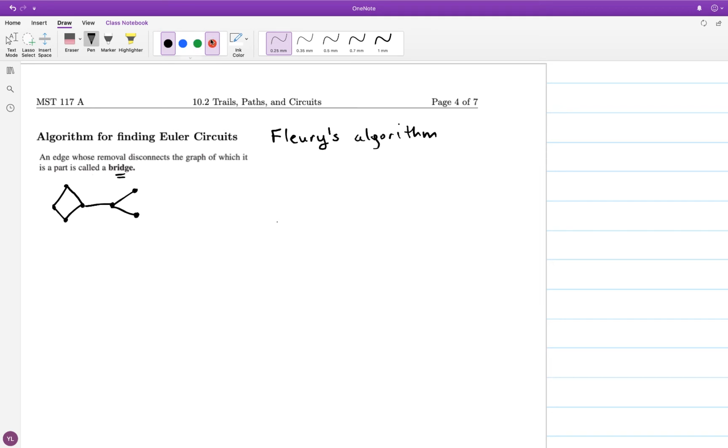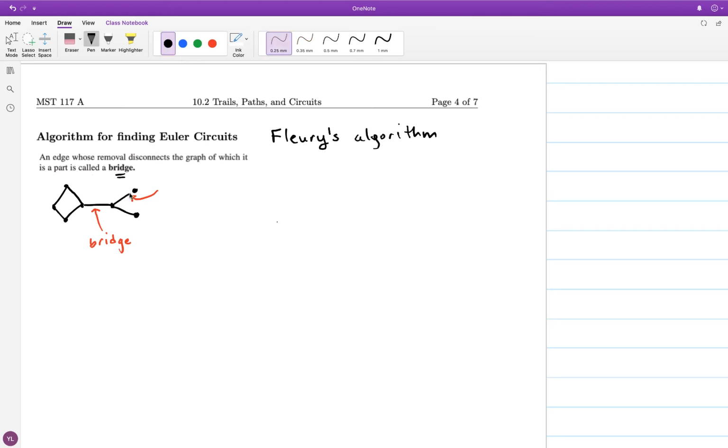Okay, so in this graph right here, let me notice some things about some of the edges. This edge right here has the property that when you delete it, the graph becomes disconnected, right? So that right there is called a bridge. And there's some other bridges. Look at this one right here. If you erase that bridge, again, the graph becomes disconnected. You got a piece right there and a piece right there.